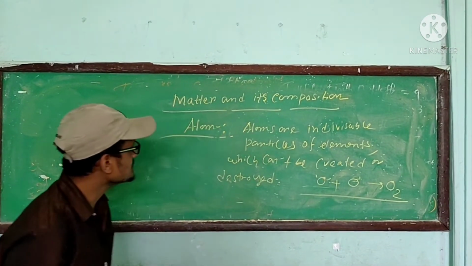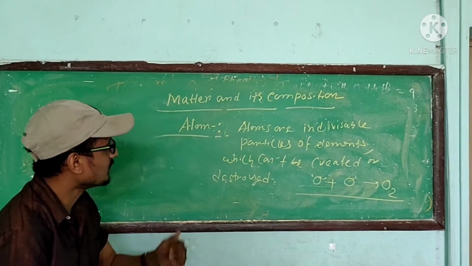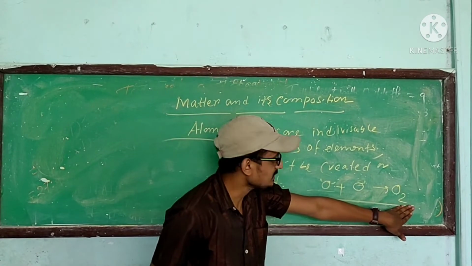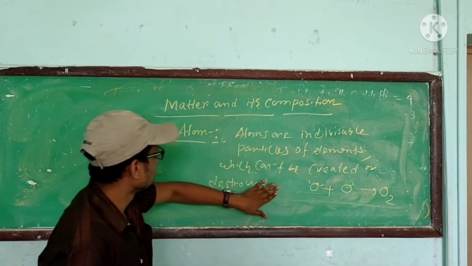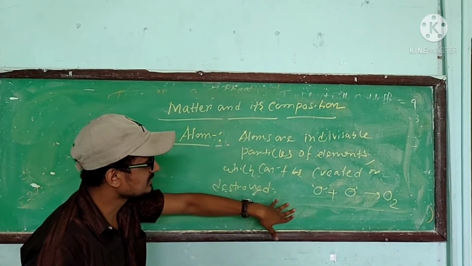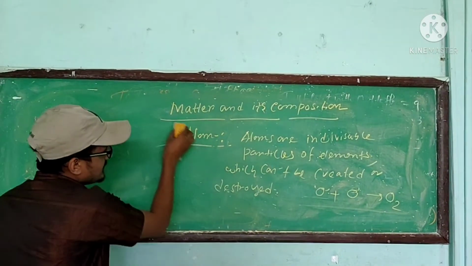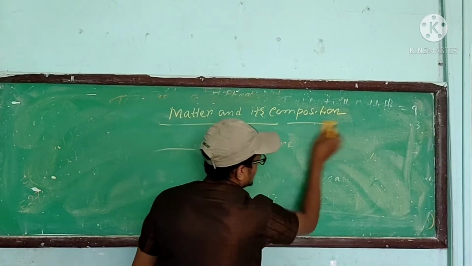So atoms are not stable, and when an atom forms a molecule by joining with another atom, it becomes stable. By this description we can say that atoms are not stable but molecules are stable. These are the normal descriptions of atoms and molecules.